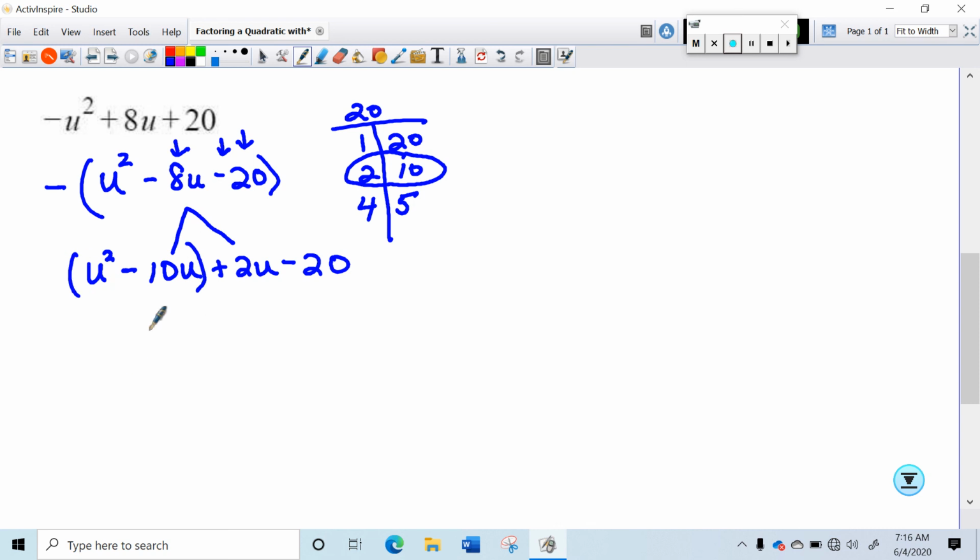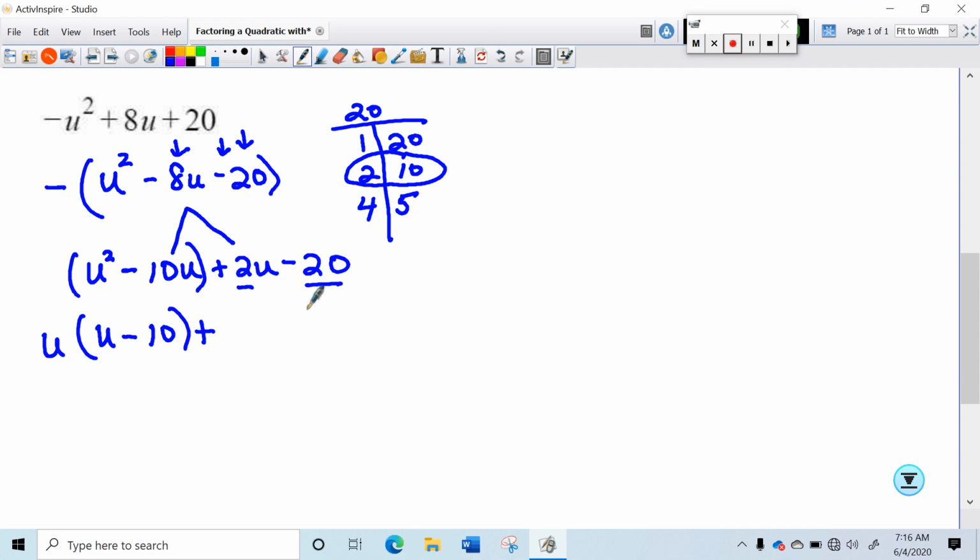Put parentheses around the first two. I have a u in common that I can take out. So I have 2 u's. I took one out, so that's a u left, then a minus sign. I have a 10 and a u. I took a u out, so that's a 10 left. Bring down the plus sign.